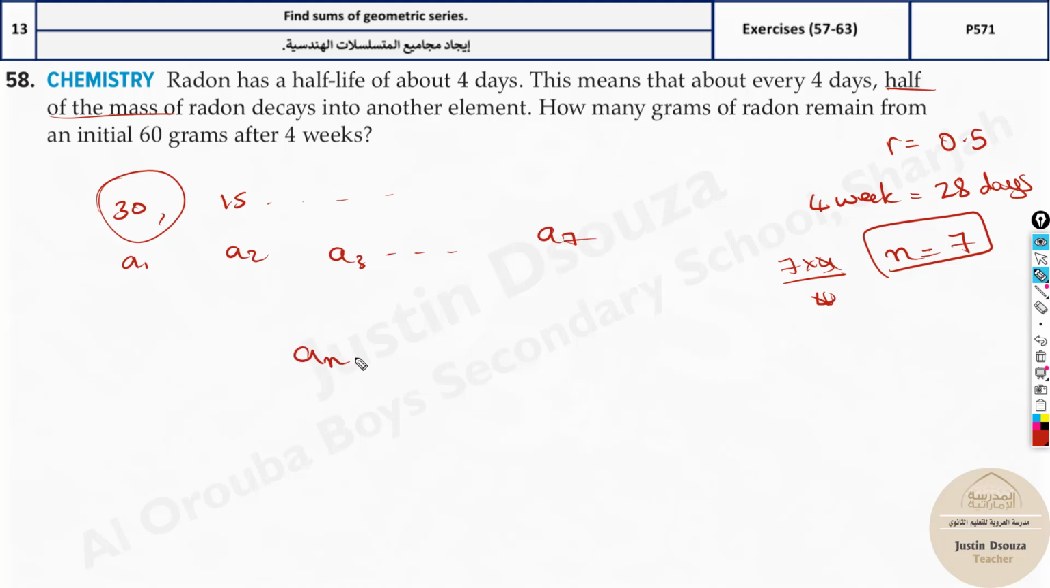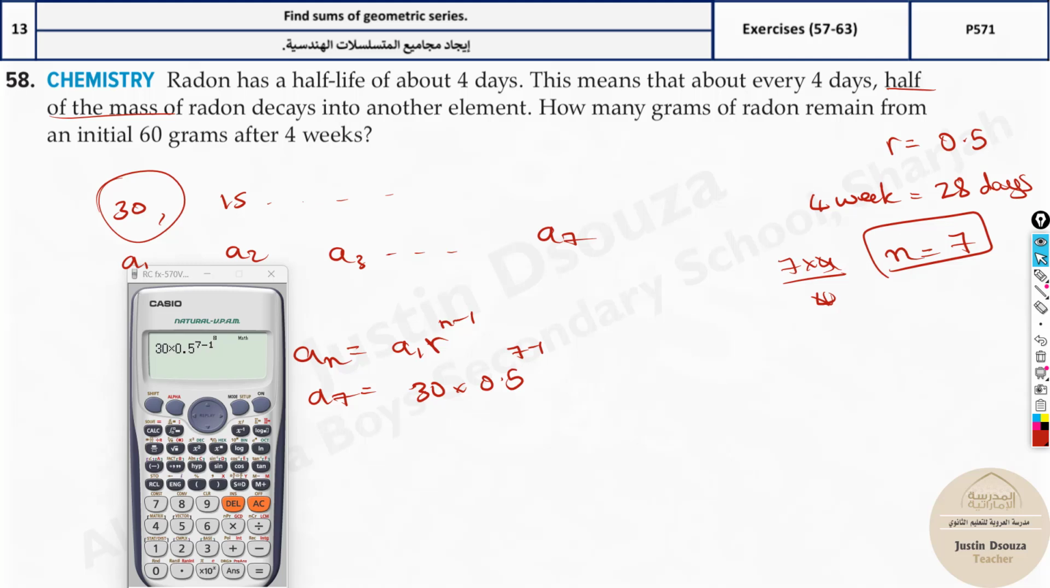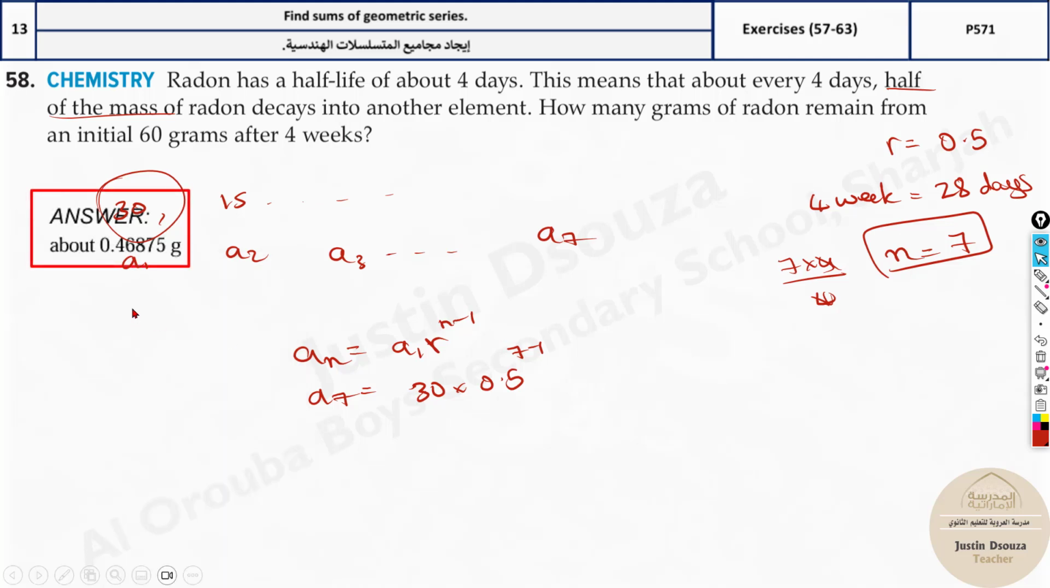Now we know the formula of An, right? An is equal to A1 times r to the power n minus 1. Just substitute over here. We know n is 7, A1 is 30, multiplied by r, 0.5 to the power 7 minus 1, and you'll get the answer. All you do is substitute this in the calculator, and here you go. That is the answer, 0.46, 0.47 is the answer. It's in grams, okay?